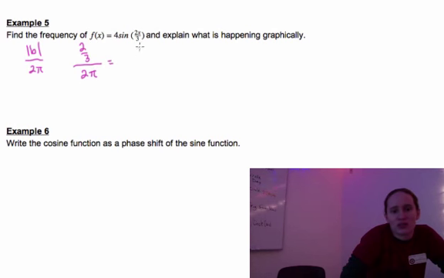To actually work this out, we would have 2/3 times, this is like 2 pi over 1, so we flip our fraction and make it 1 over 2 pi. Our 2's cancel out, leaving us with 1 over 3 pi.